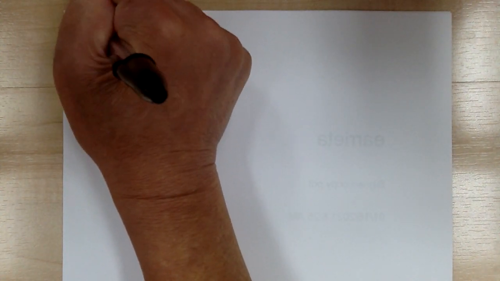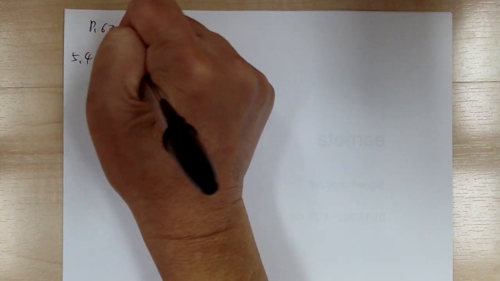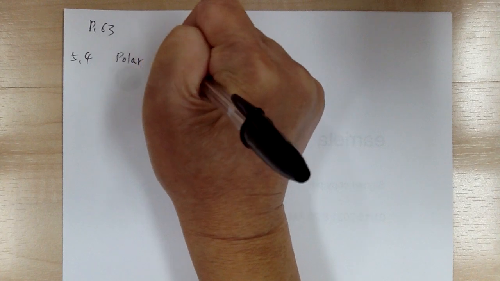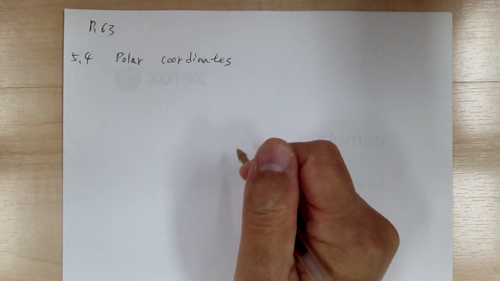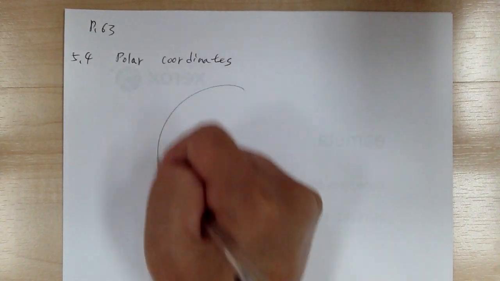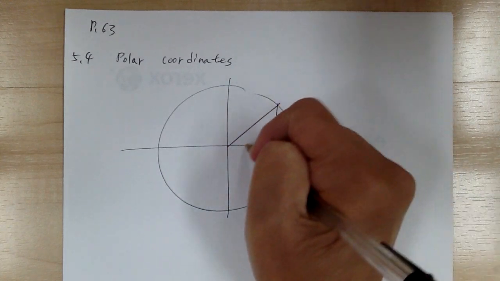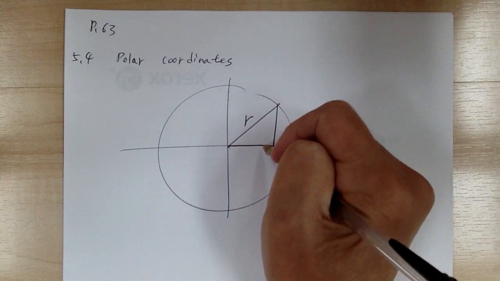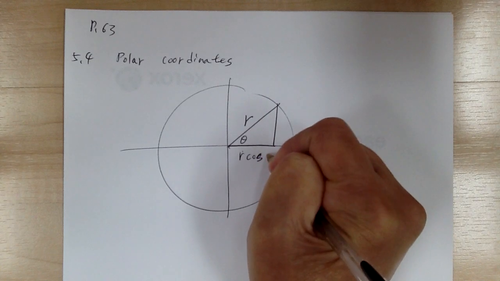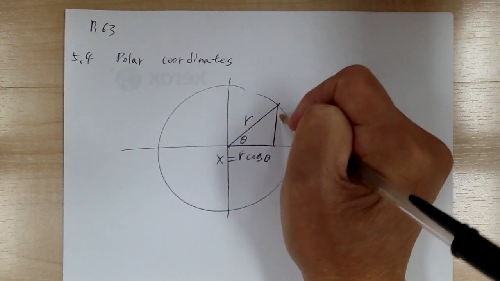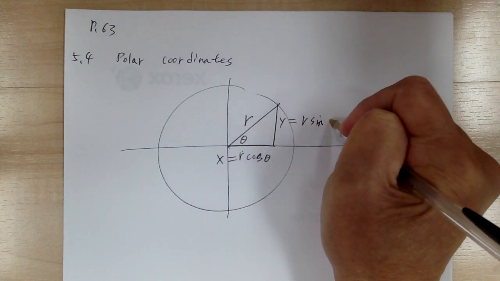Okay, let's go to page 63, lesson 5.4, polar coordinates. When you have polar coordinates, like a circle, if you use a unit circle, this is r and theta, so this would be r cosine theta. So x is equal to r cosine theta, and y is equal to r sine theta.